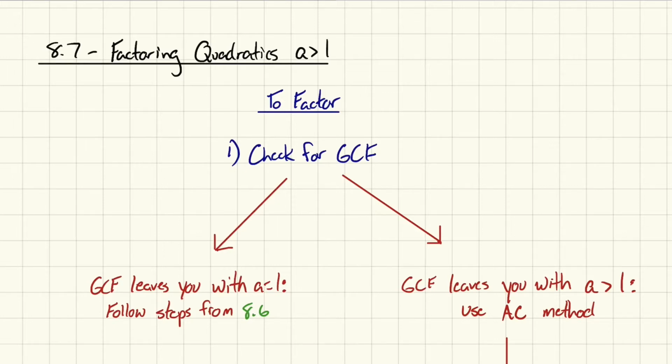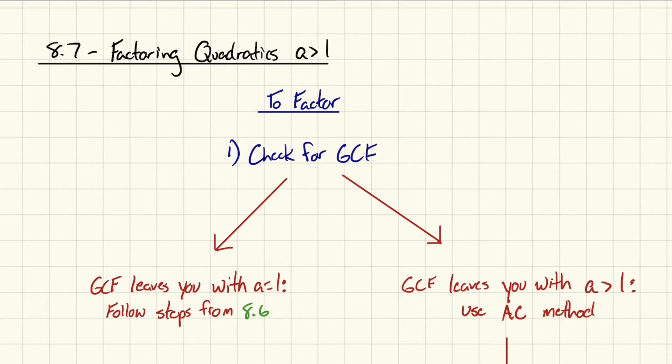But whenever we have these problems, checking for the greatest common factor is going to lead us down two roads. The first road is, hey, I'm able to take a greatest common factor and divide it out, and that's going to leave me with an a equals 1 type problem, just like we saw in 8.6. So if that happens, once we take the greatest common factor, all we have to do is follow the steps in 8.6 to solve those problems. If you want to see an example of how to factor that way, go check out that video. That will help you out.